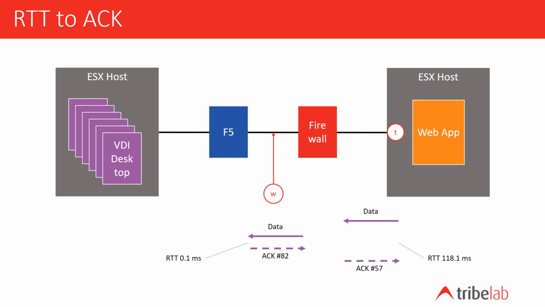packet. So you can see that on the right hand side of the slide we have data that leaves the ESX host heading for the firewall. It comes out of the other side of the firewall heading for the VDI desktop. The desktop acknowledges very quickly, within 100 milliseconds, but the acknowledgement doesn't appear back at the web application until 118 milliseconds later. So obviously we have some sort of problem across the firewall.